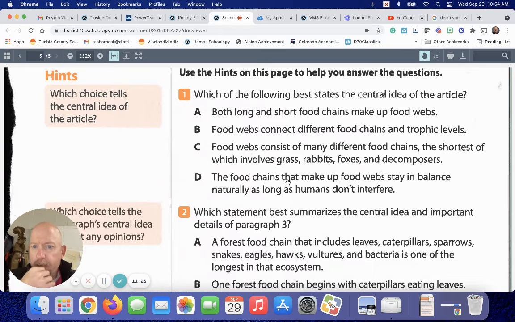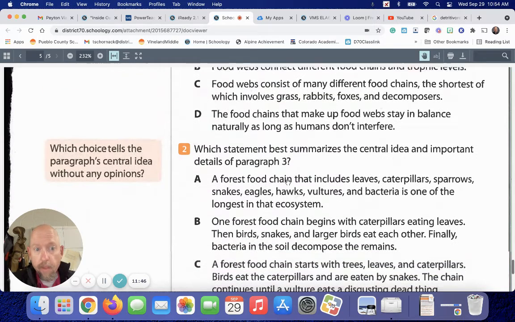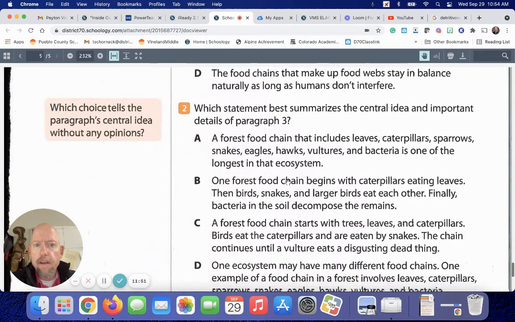Which of the following best states the central idea? A, both long and short food chains make up a food web. B, food webs connect different food chains and trophic levels. C, food webs consist of many different food chains, the shortest of which involves grass, rabbits, foxes, and decomposers. D, the food chains that make a food web stay in balance naturally as long as humans don't interfere. Which choice tells the paragraph's central idea without an opinion?